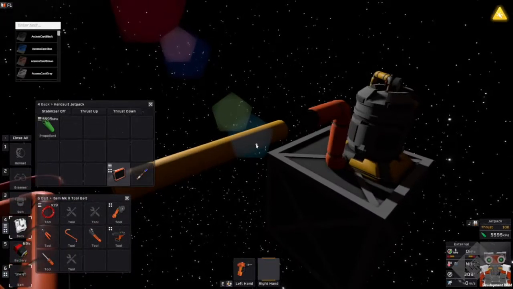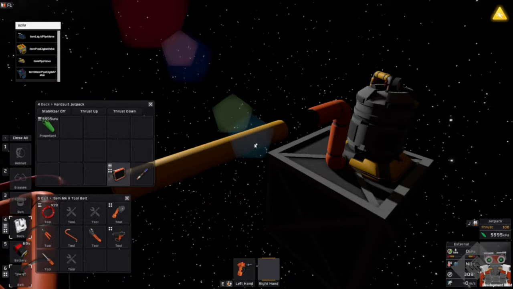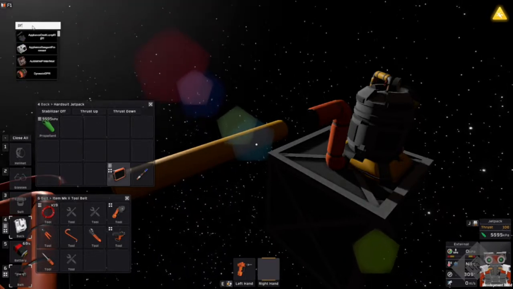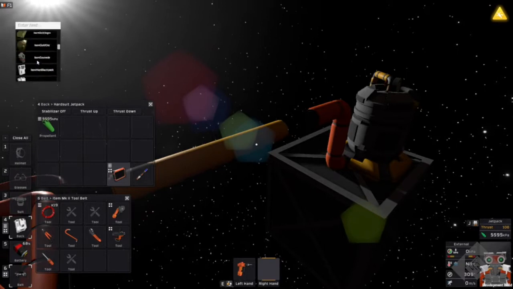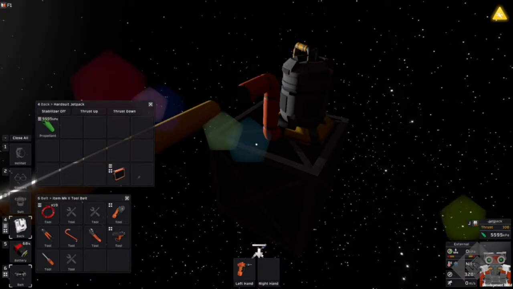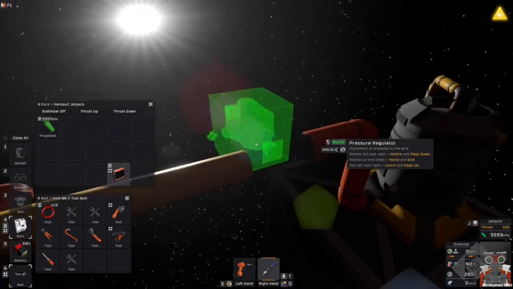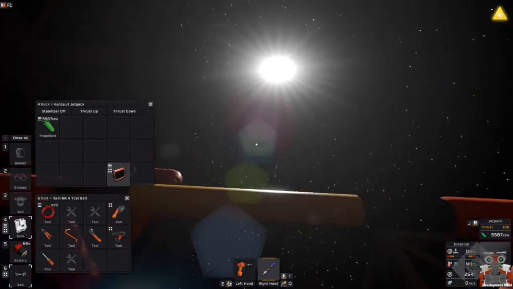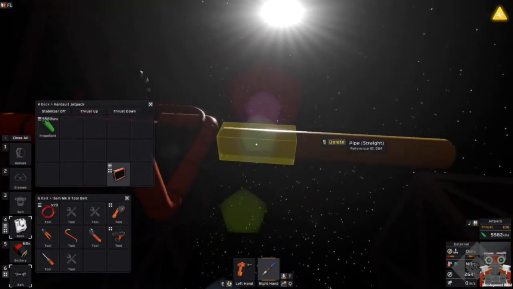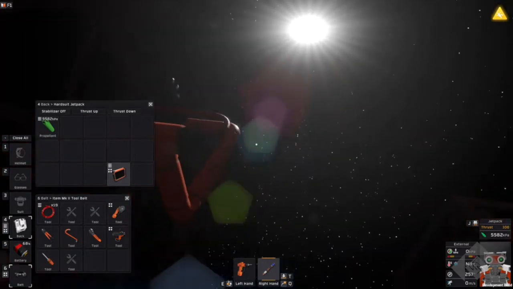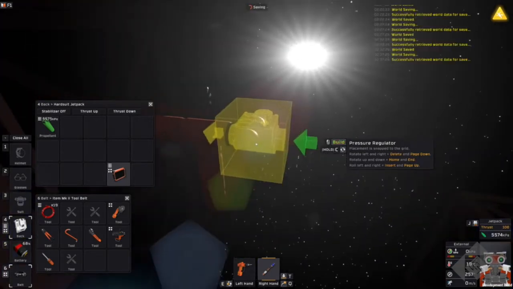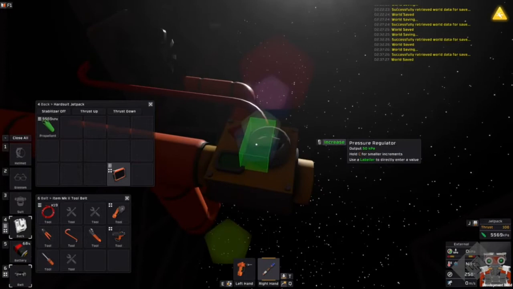Then I'm going to take a pressure valve. Where is the pressure valve? Okay, so it was called a regulator. Pressure regulator. Now we don't want that yet. First, what we want to do is destroy the existing segments, so that we'll get rid of any excess gas. Then we will build this, and we will set that to.